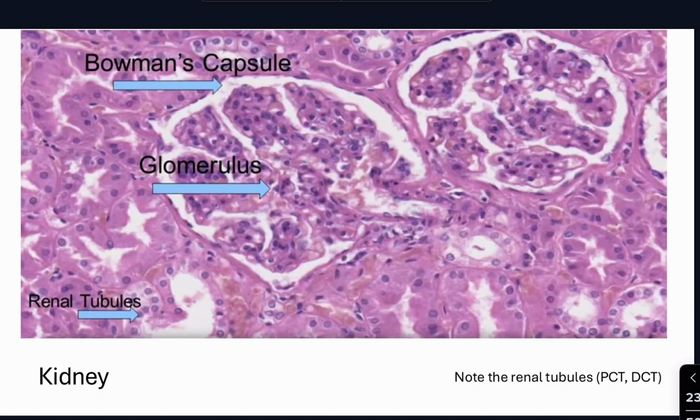Now, the distal convoluted tubule is also simple cuboidal epithelium, but it's going to stain a little bit less intensely than the proximal convoluted tubule, a little bit lighter colored. The PCT, the proximal, will stain more intensely because it's pretty acidophilic, okay? Just so you guys are aware.